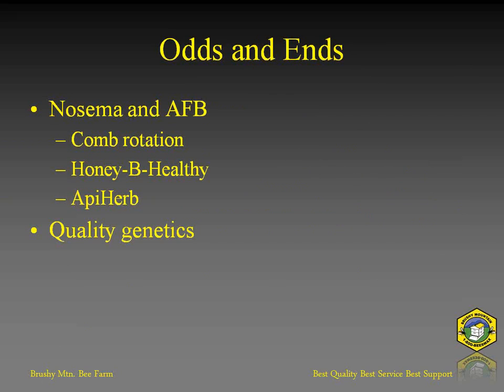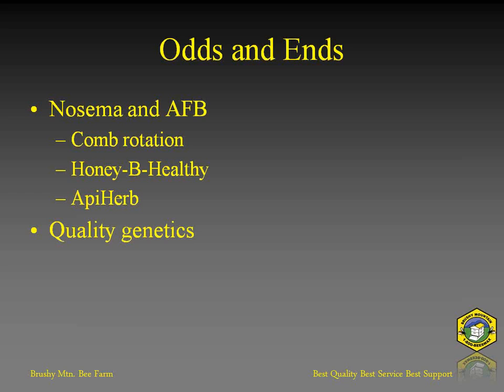Really, the best sort of IPM approach here is comb rotation for both Nosema and American foulbrood, particularly the AFB. Get rid of that old comb that may have spores associated with the wax. And then Honey Bee Healthy, which is a mixture of essential oils and an herb, which is the same, to help promote a good, healthy hive, a good, healthy bee.